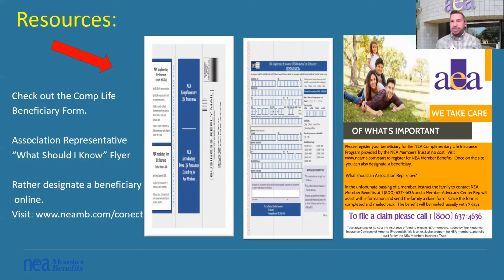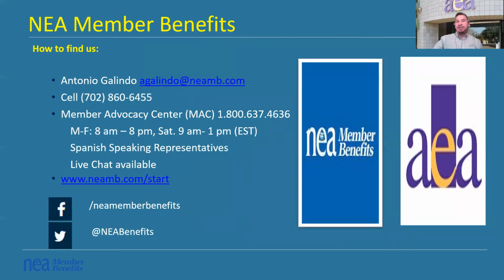And just a real quick snapshot of a flyer that members and organizers can use as a cheat sheet to figure that out. And if they would rather register online, they can do that at neamb.com/connect. I see right there that I misspelled the word connect, so I just fixed that real quick. So it's important that they have that information.